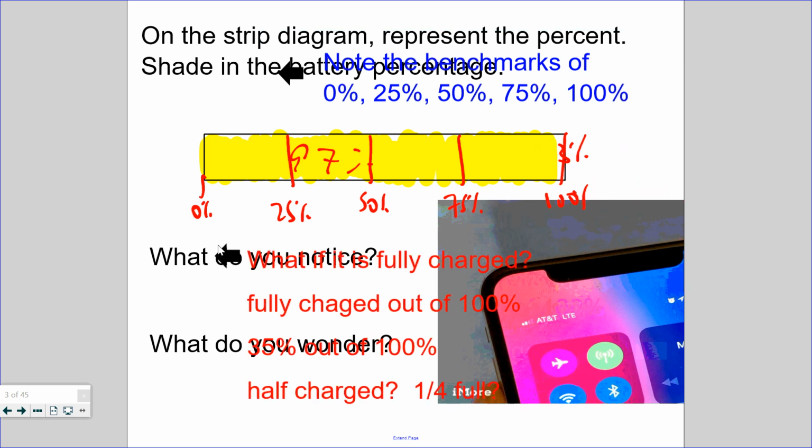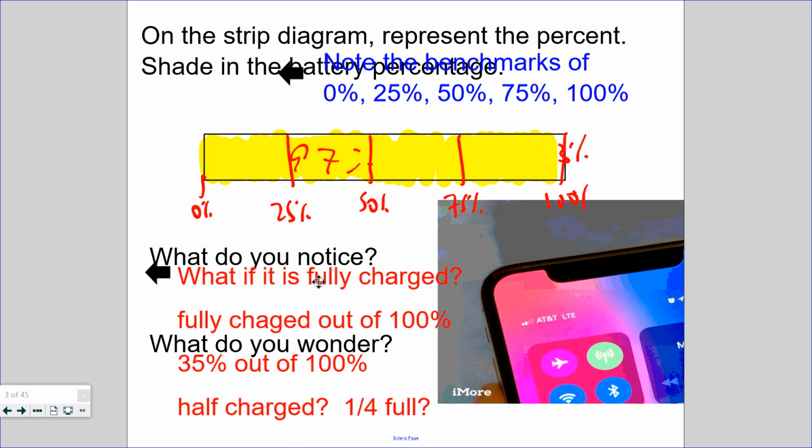And also, I'm going to ask these questions. What if it is fully charged? 100%. We kind of answered already through our notice. So if it's fully charged out of 100%, what happens if you are 35%? That would be 35% out of 100%. And here is 97% charge out of a full charge of 100. What is half charged? 50%. What is 1/4 fully? Let's see, 1/4 full. Oh, 1/4 would be 25%.